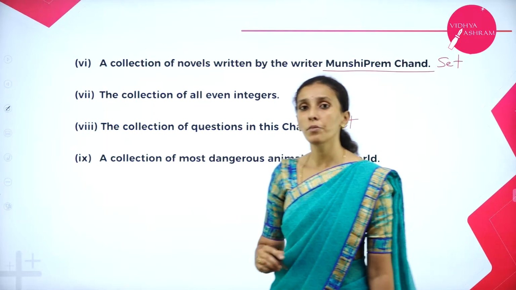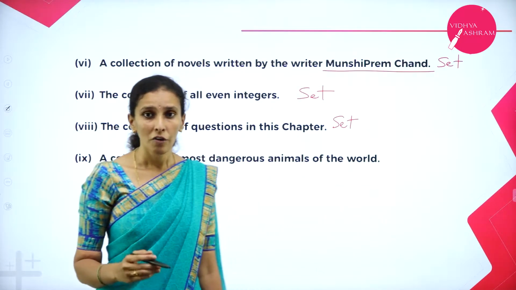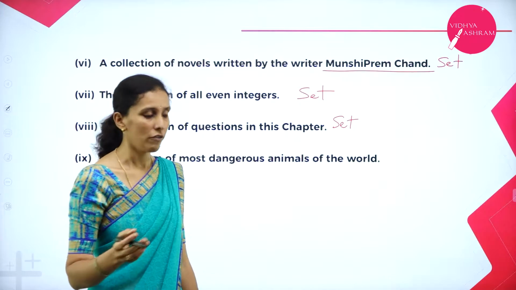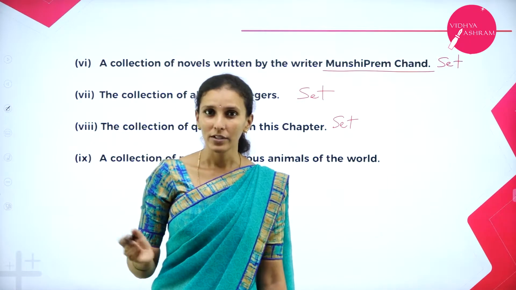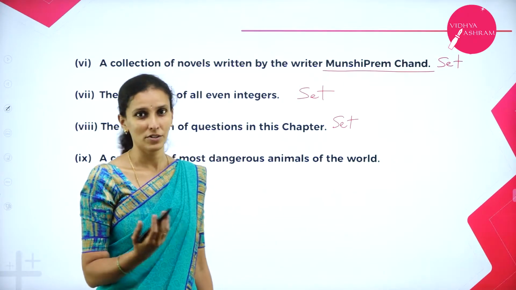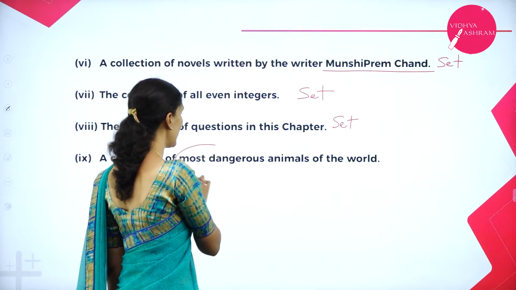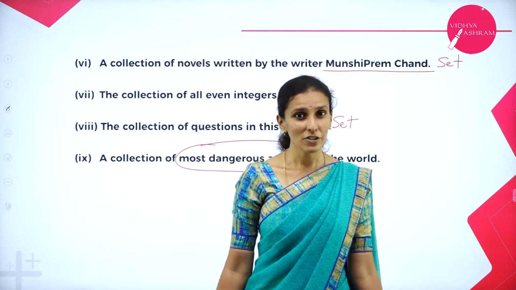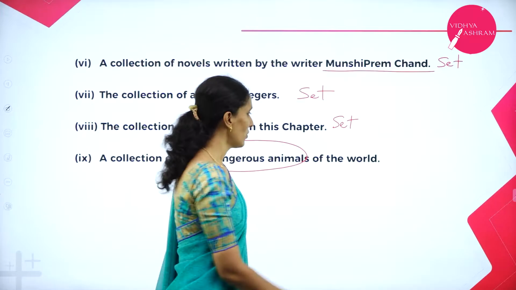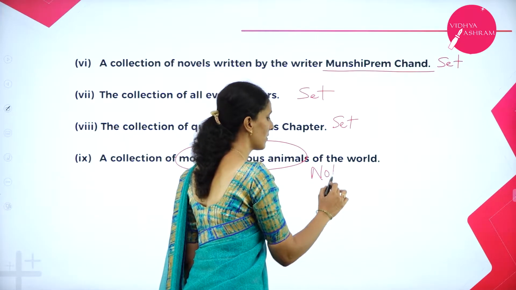A collection of most dangerous animals in the world. For some, a lion may be dangerous. For some, a cockroach may be dangerous. So you cannot define a most dangerous animal of the world. So therefore, it does not make any sense to form a set. So therefore, this is not a set.